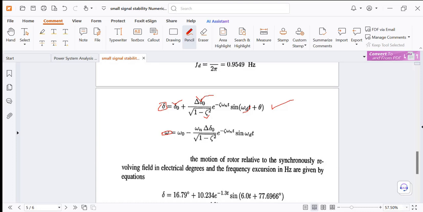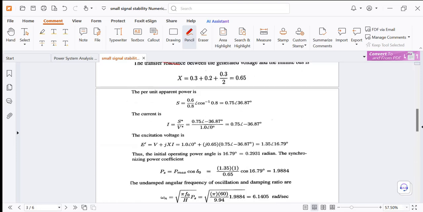So instead of omega_d t, we will calculate f_d. Similarly, instead of omega naught, we will calculate the value of f naught. And similarly, instead of omega_n, we will use f_n. So these are the values that we need to calculate in the whole problem. We will solve the problem in a way that calculates all these parameters. And why are we calculating all these parameters? Because we need to calculate delta and omega.